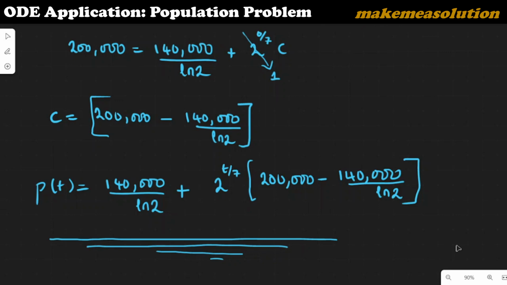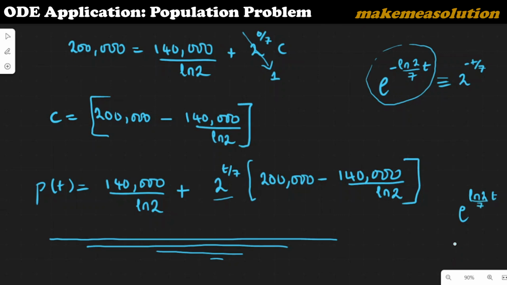Of course, there are different ways of solving this particular problem and still arriving at the same answer. Remember, we made the transition from exponential of negative ln 2 over 7 times t to 2 raised to the power of minus t over 7. Someone wouldn't have made this transition. Someone would have still worked with this particular value, and guess what he's going to get? In place of this, he's going to get exponential of ln 2 times t over 7.